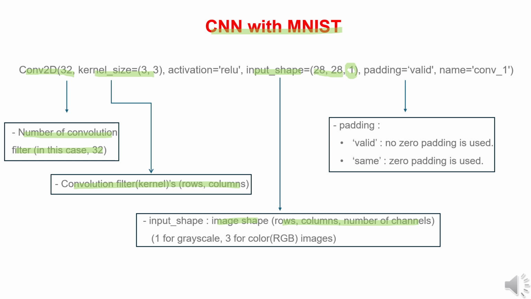The padding equals valid part means that no zero padding is applied, so the output size will be slightly smaller than the input. If you want to keep the same output size as the input, you can set the padding to same instead.